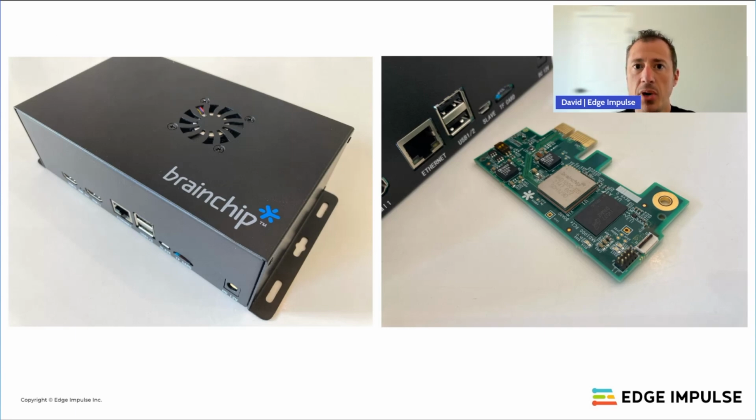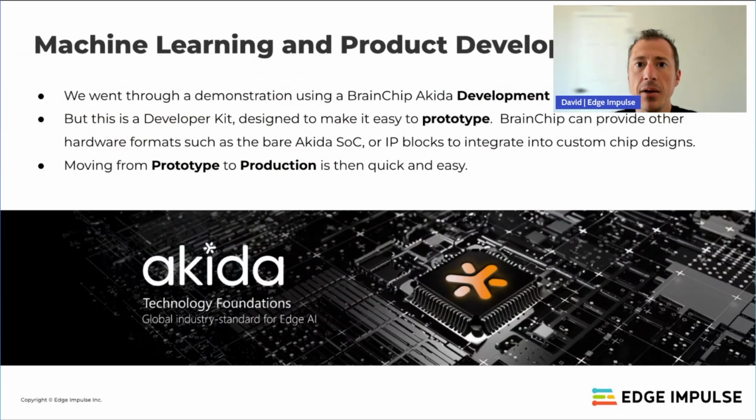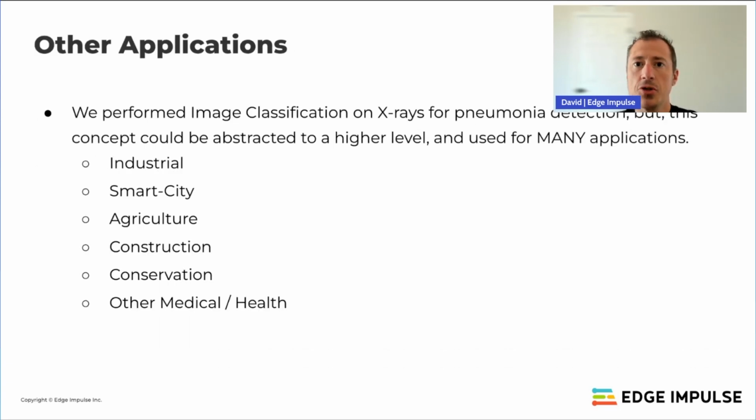Finally, we touched upon this earlier, but what we've done here can certainly be translated to other industries, use cases, or applications as well. Industrial, construction, agriculture, smart city, retail, they all have use cases where image classification can help drive business or lower costs.